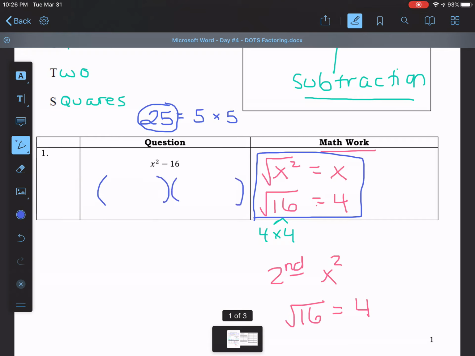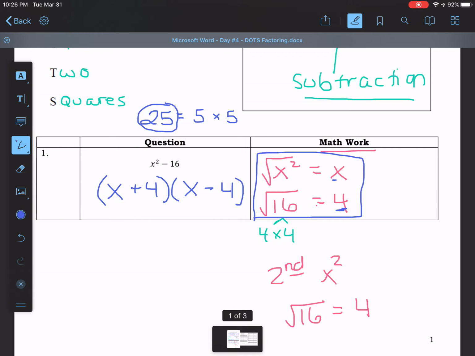So now that we've identified these guys over here, okay, we go back to our problem, and we always start the same way with a double bubble, okay? Now, since we had an x squared in the beginning of our problem, we are going to put the x in the front of each bubble, okay?